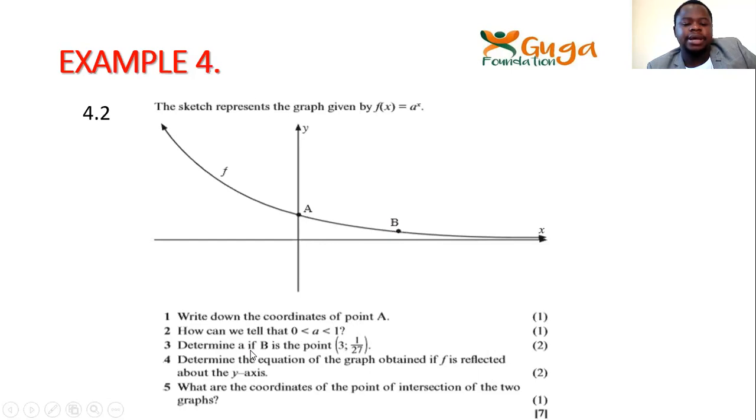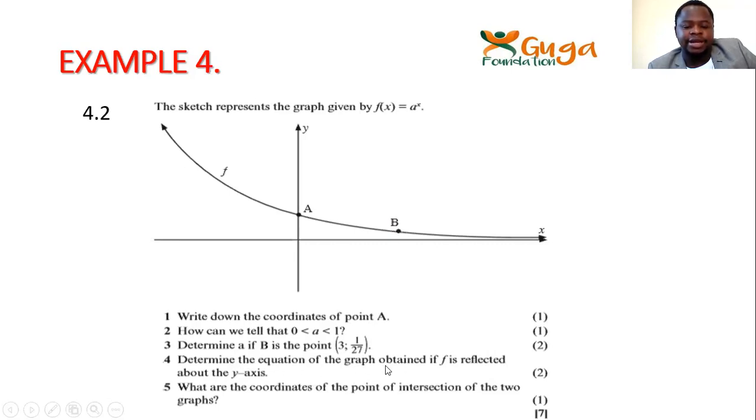Determine a if B is the point 3, 1 over 27. So you have to determine the value of a here. So you can just substitute this point here. So your y will be 1 over 27, and then your x will be the power 3. Then you change this 1 over 27 into the base of 3. So it will be 3 to the power negative 1 to the power 3, right? So in other words, your exponents are equal, so you equate the base, right?